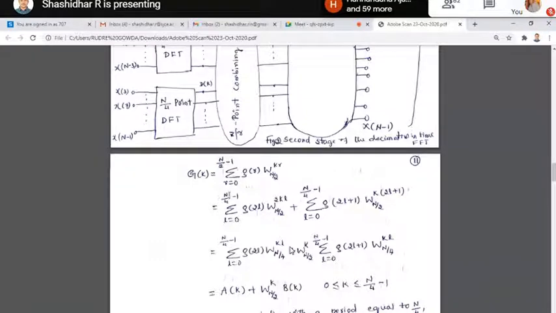The equation is l equals 0 to N/4 minus 1, since N/2 is divided into 2. So N/4 minus 1, G of 2l, W_{N/2} to the power of 2kl, plus summation l equals 0 to N/4 minus 1 of G of 2l plus 1, W_{N/2} to the power of k(2l plus 1). Then summation l equals 0 to N/4 minus 1 of G of 2l, W_{N/4} to the power of kl, plus W_N/2 to the power of k times summation l equals 0 to N/4 minus 1 of G of 2l plus 1, W_{N/4} to the power of kl.